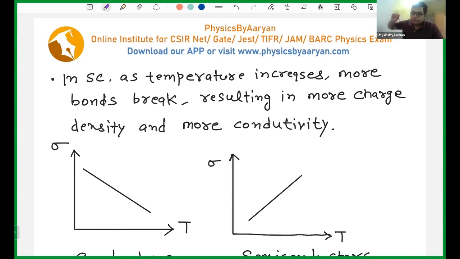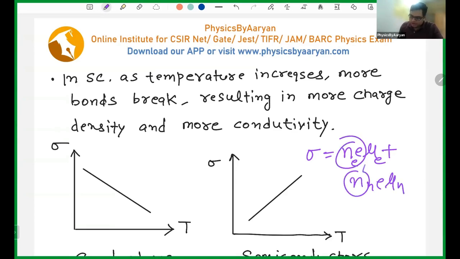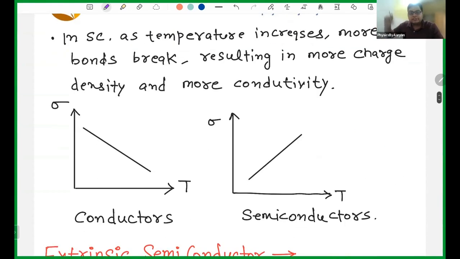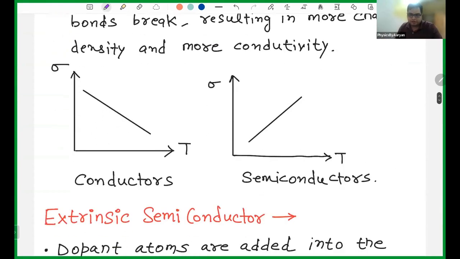The number of electrons and holes keep on increasing. As a result, you know the formula of conductivity: sigma = n_e e mu_e + n_h e mu_h. So if n_e starts to increase and n_h also starts to increase, what will happen? Your conductivity will also start to increase. So that is what happens in case of semiconductors. Conductivity increases with temperature in case of semiconductors.